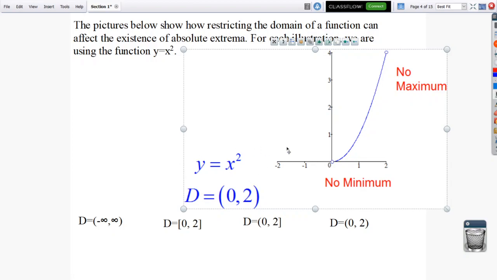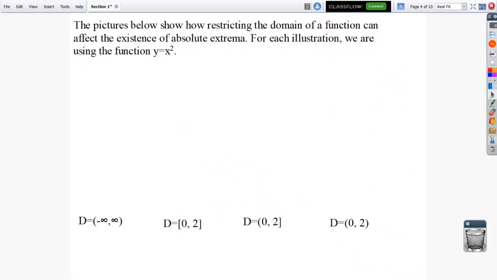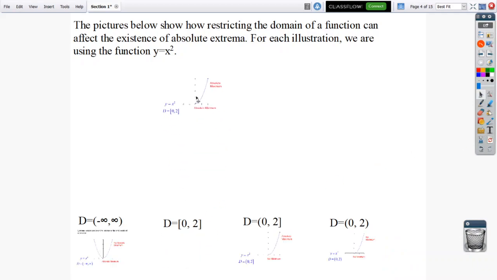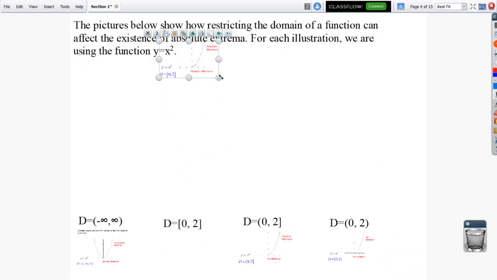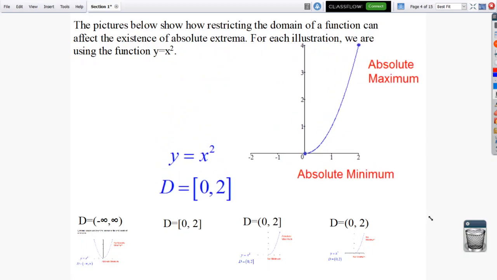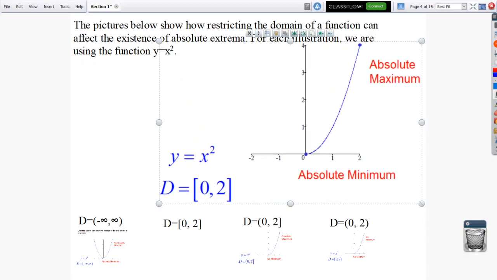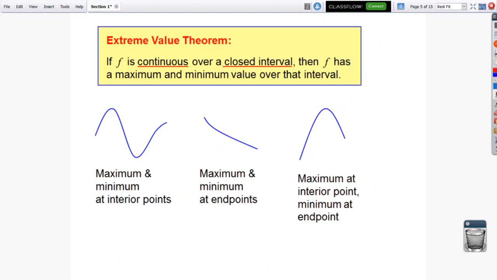But really what we wanted to focus on here is that the only guarantee that I had for a minimum and a maximum was if we had a closed domain, all right? And it'd be really nice if we could bundle that up as a theorem. Maybe we could call it the extreme value theorem. There we go, that's it.